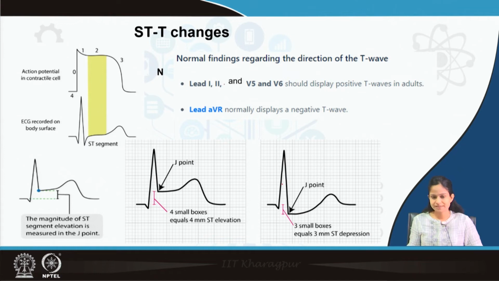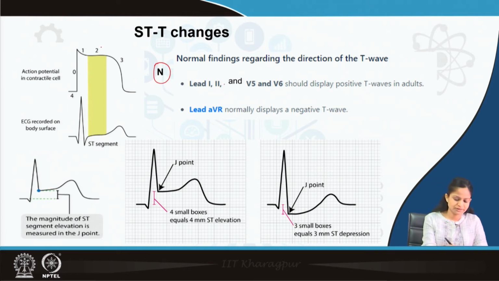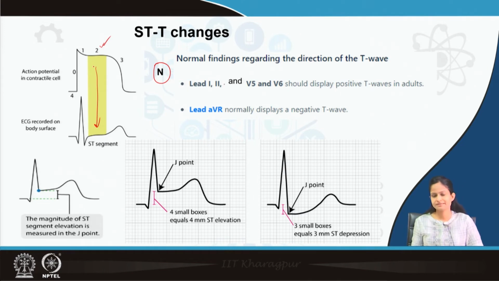Now, we will see what changes we see in the ECG, that is the ST and T changes. Normally, ST changes reflect the plateau phase of the action potential in the contractile cell. If there is some abnormality in the plateau phase, that causes disturbance in the ST segment.